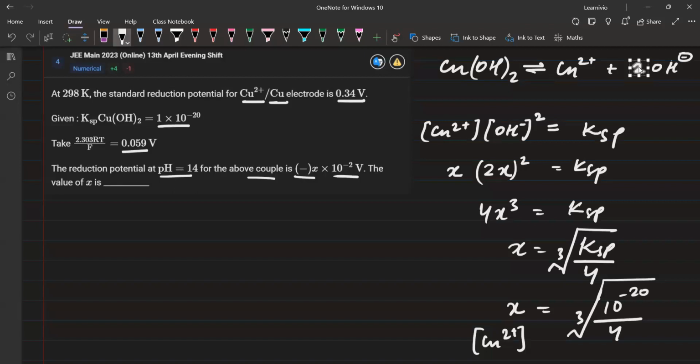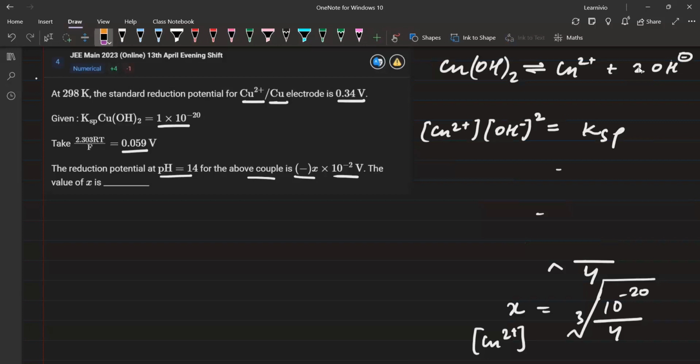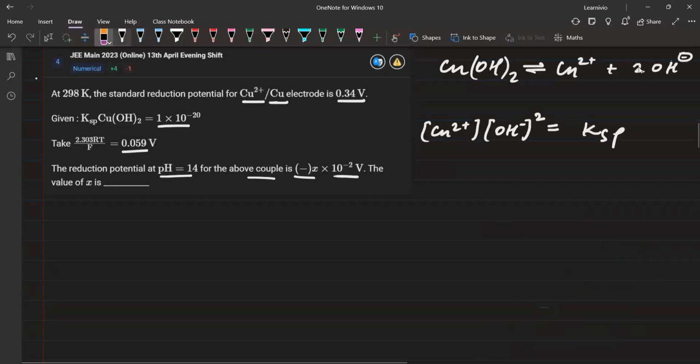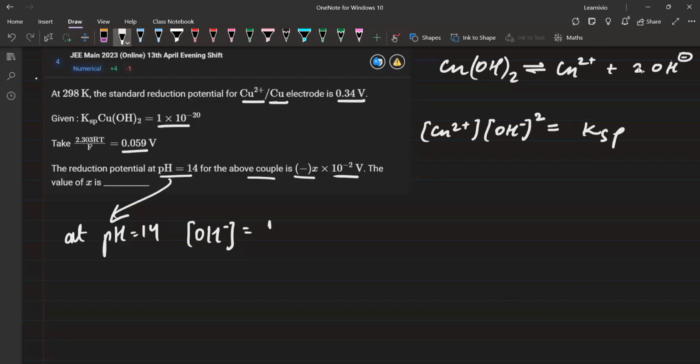KSP is given, and then they're saying the reduction potential at pH 14. Actually, just a second. If pH 14 is given, then it will become very easy for you guys. You will not have to do all these calculations. From pH 14 you can calculate the concentration of H plus and OH negative also, right? So at pH 14, the concentration of OH negative will be equal to 1 molar.